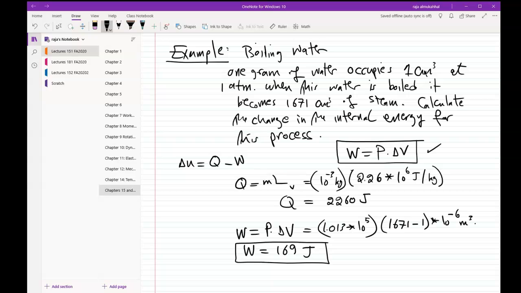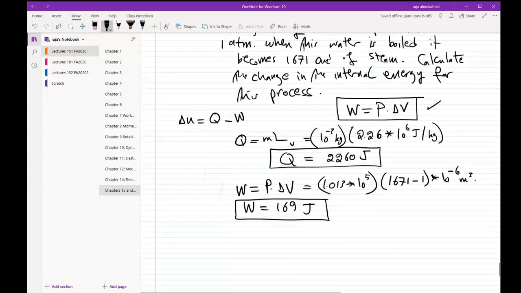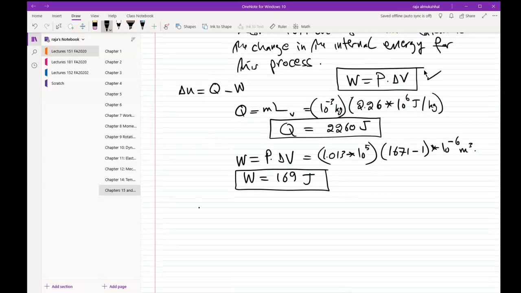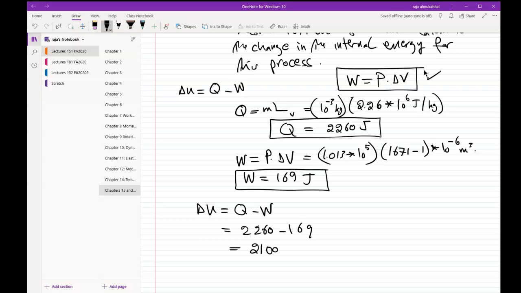Okay, so I got the Q value, the heat added to the system, and I got the work, and that's it. So the delta U in this case is Q minus W, and that will be equal to 2260 minus 169. Calculate that, and that will give me 2123, yes, I think so, 2123 joules delta U. And that's the rise or the increase in the internal energy.